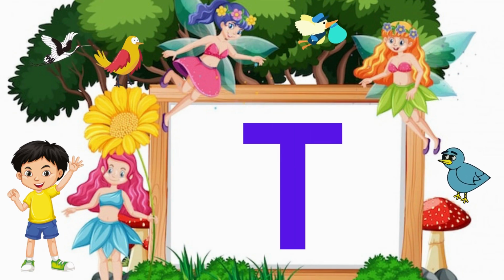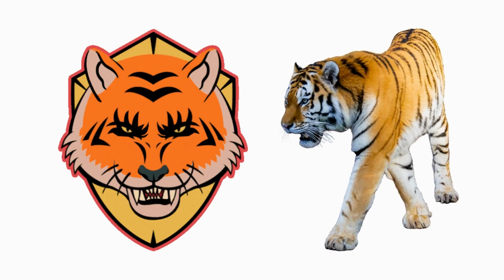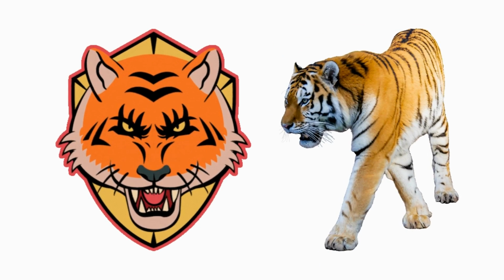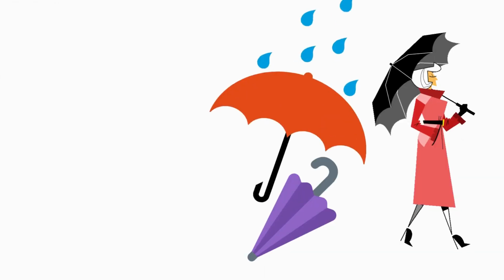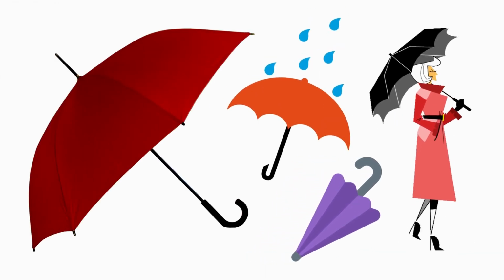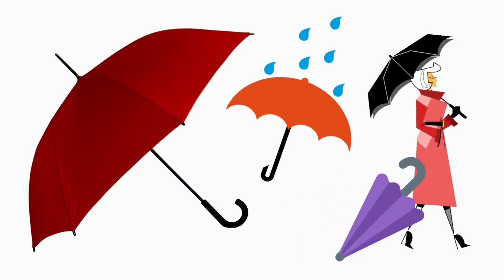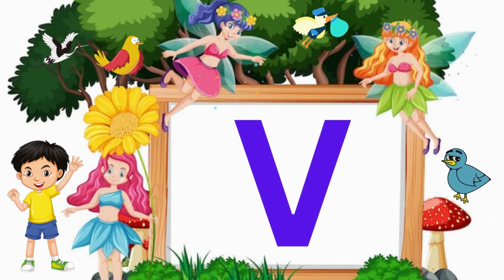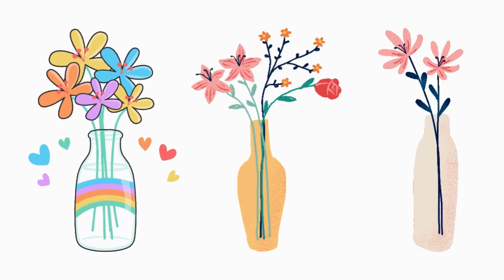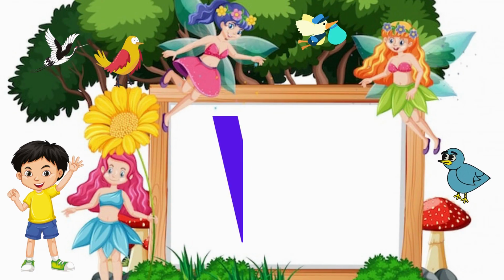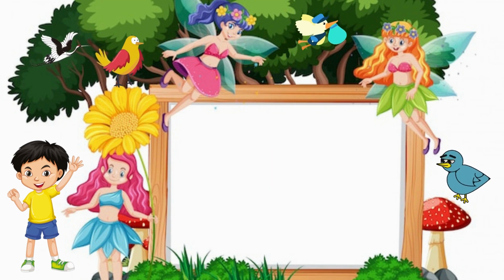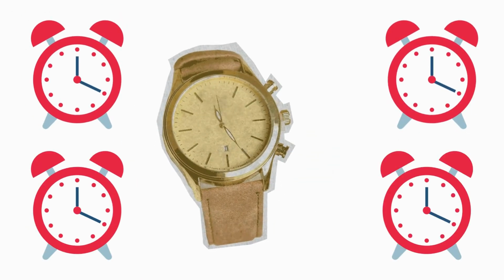T. T for tiger. U. U for umbrella. V. V for bus. W. W for watch.